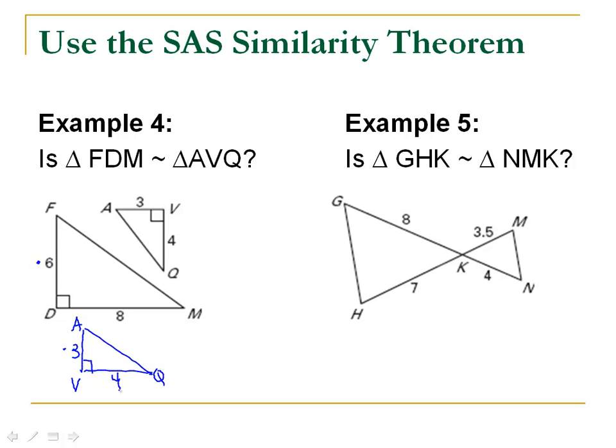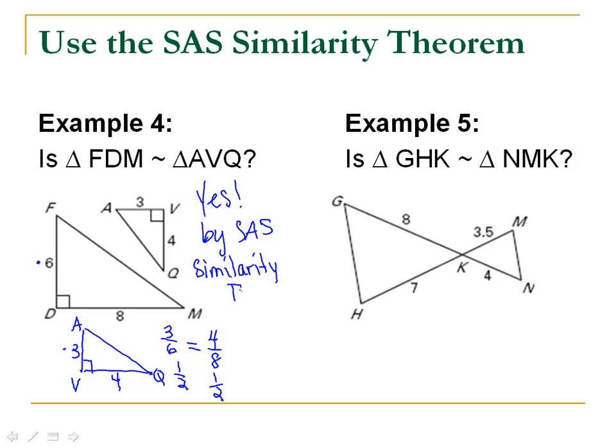Let's check to see that these sides are proportional. So I've got 3 over 6, and does that equal 4 over 8? 3 over 6 is 1/2, and 4 over 8, yeah, that's also 1/2. So my sides are proportional. So is triangle FDM similar to triangle ABQ? Yes. By the side angle side similarity theorem.